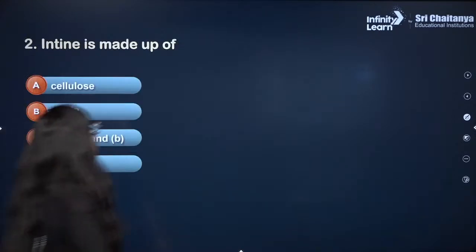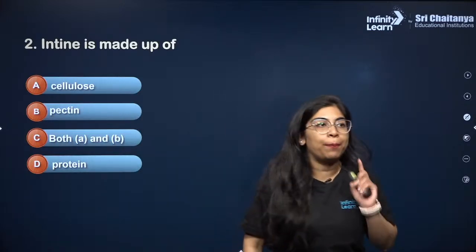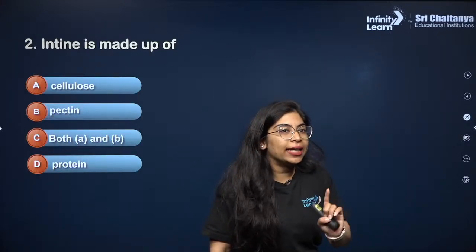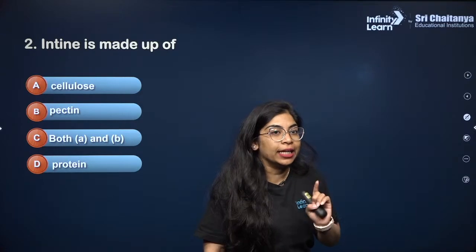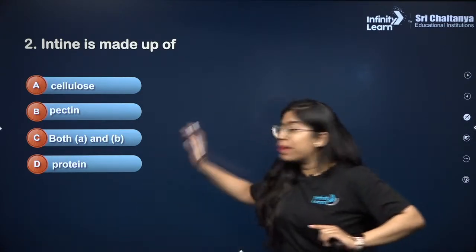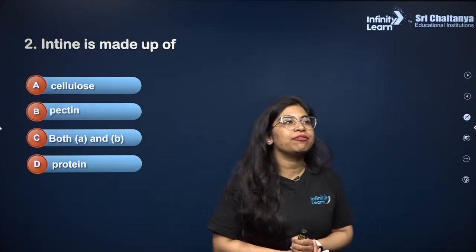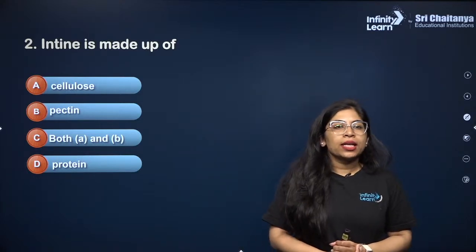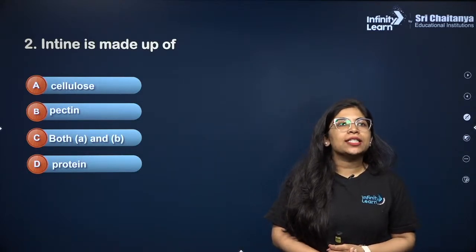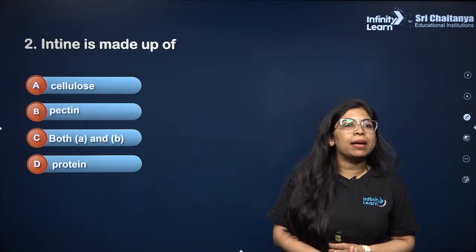Moving to question number two. Entine is made up of. We know that, what is entine? It's the layer of the pollen grain. Okay, entine is made up of what? I want the answers really fast this time, everyone. Looking for the answers here. What is entine made up of?